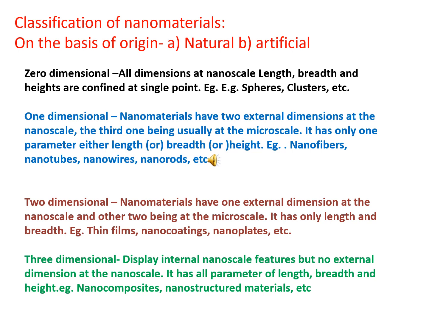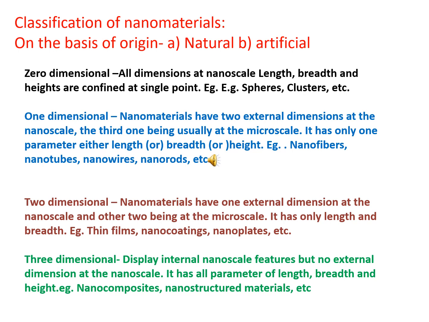2-dimensional. These are the nanomaterials which have one external dimension at the nanoscale and the other two dimensions at the microscale. It has a length and breadth. Example, thin films, nanocoatings, nanoplates, etc.